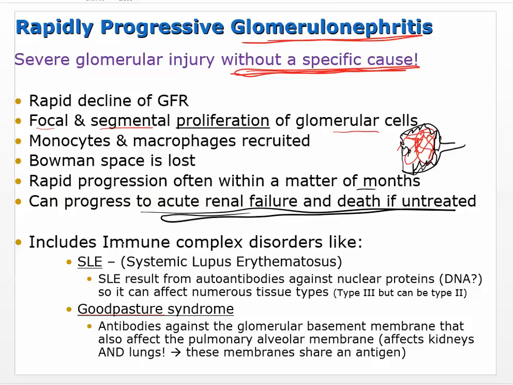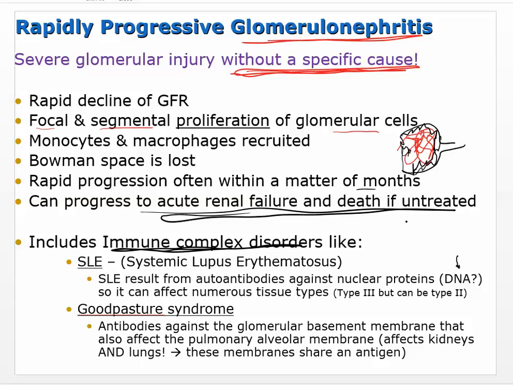So it includes immune complex disorders. Immune complex disorders like systemic lupus erythematosus. So SLE results from antibodies against nuclear proteins, and one of these proteins is DNA. So that means it can happen in a bunch of different cell types and organ types, but they will get trapped in the glomerulus, and then the macrophages move in.